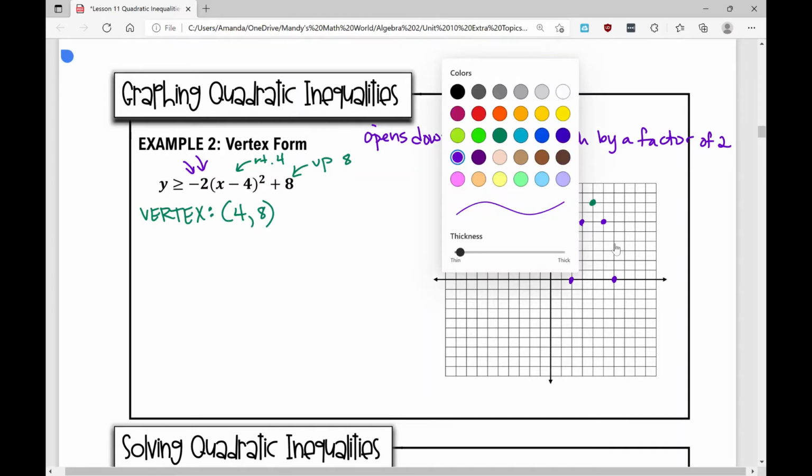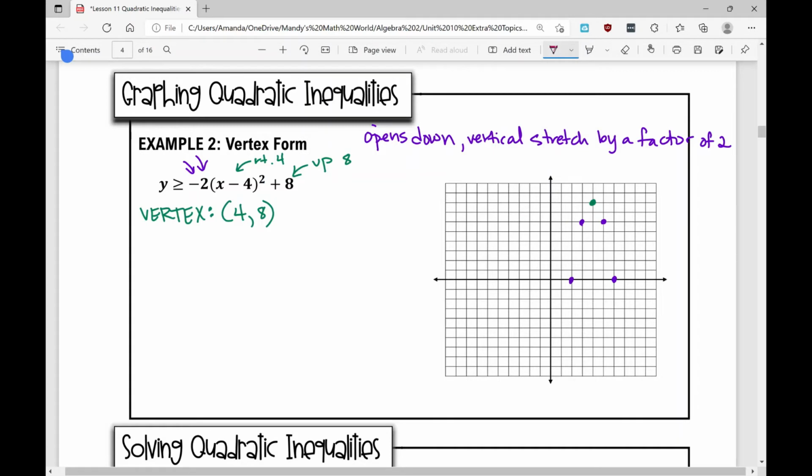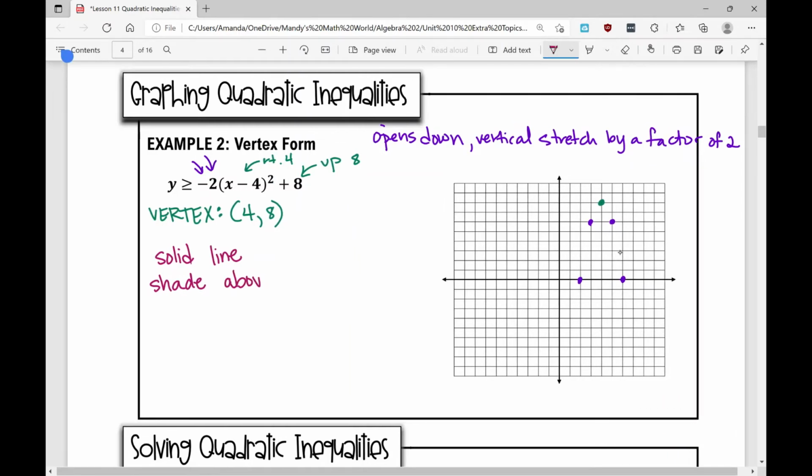So now let's look at the boundary line. Okay, this is a greater than or equal to. So I'm going to use a solid line. And because it's greater than, I'm going to shade above. So let's first graph that boundary line. It's a solid line because of this or equal to. That line underneath tells me I'm going to have a solid line.